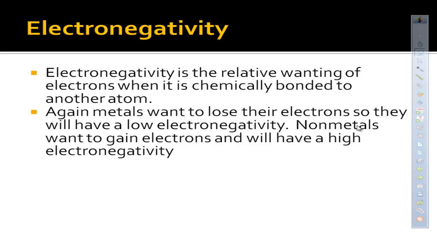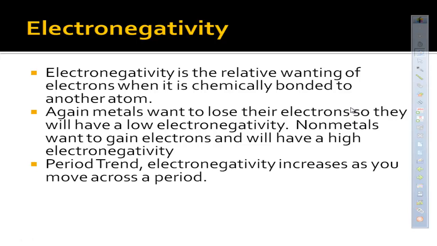Again, metals want to lose their electrons, so they're going to have low electronegativities. Nonmetals on the right of the periodic table, they're going to want to gain those electrons, so they are going to have a high electronegativity. So that period trend is going to be, as you go from left to right across the periodic table, you're going to notice that electronegativity is going to increase. Because again, we are transitioning from metals to nonmetals. We're transitioning from something that wants to lose their electrons to something that actually wants to gain electrons.